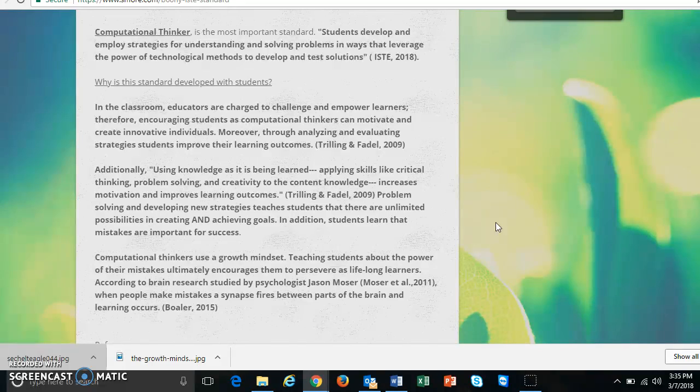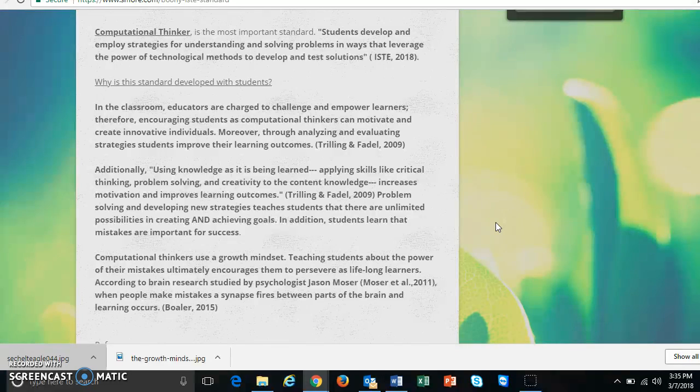In classrooms, educators are charged to challenge and empower learners. Therefore, encouraging students as computational thinkers can motivate and create innovative individuals. Moreover, through analyzing and evaluating strategies, students improve their learning outcomes. Additionally, using knowledge as it is being learned, applying skills like critical thinking, problem solving, and creativity to the content knowledge increases motivation and improves learning outcomes.